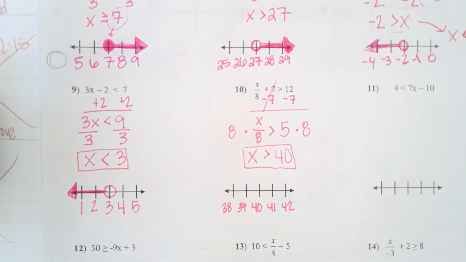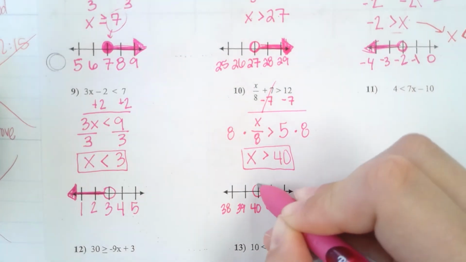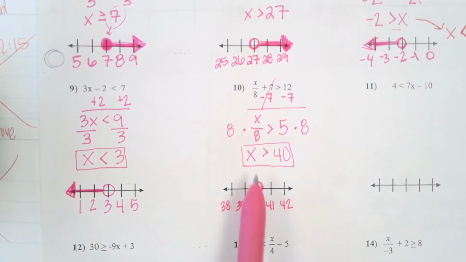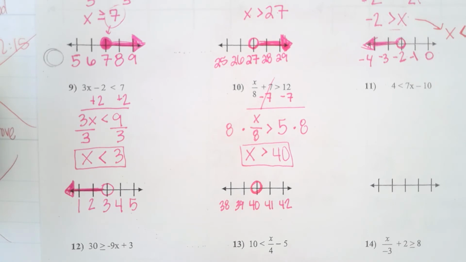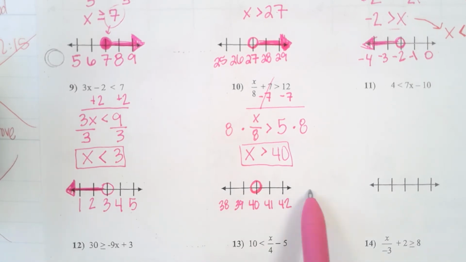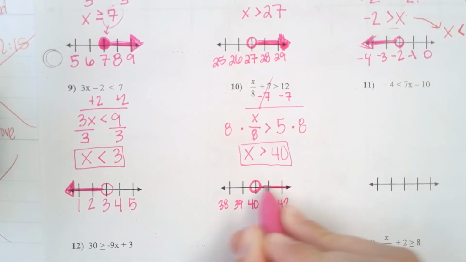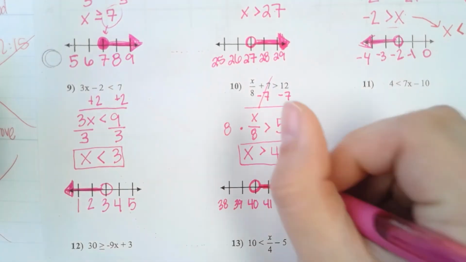And then we need to graph our line. So first off, open or closed circle. It is going to be open again because there's no equal to line. And then if I want all numbers greater than 40, all numbers greater than 40 are to the right on the number line. So I'm going to draw in my arrow that goes to the right.